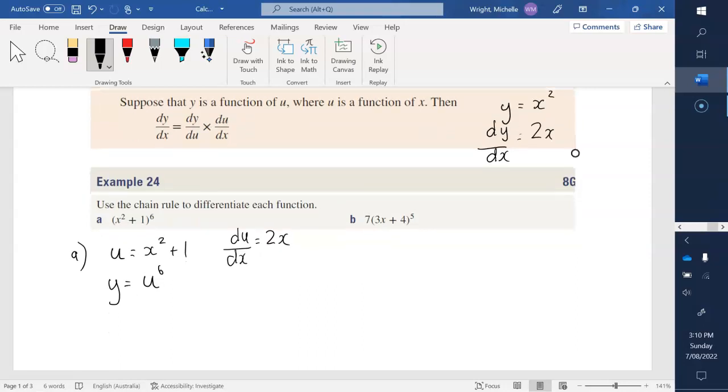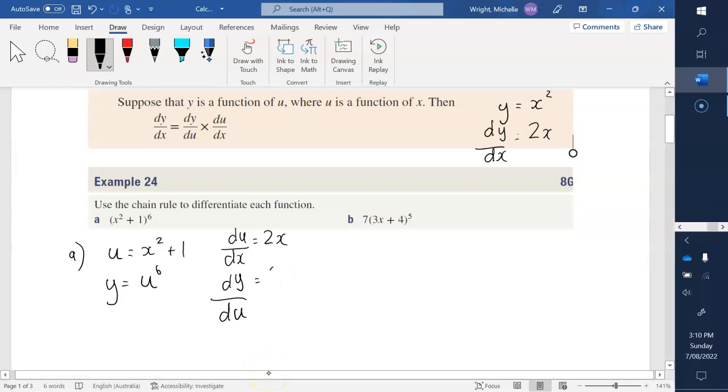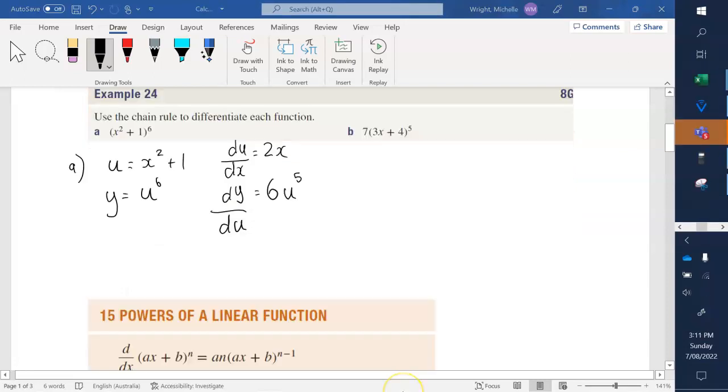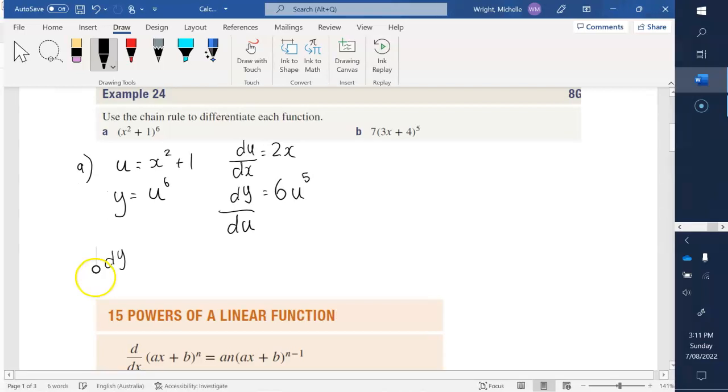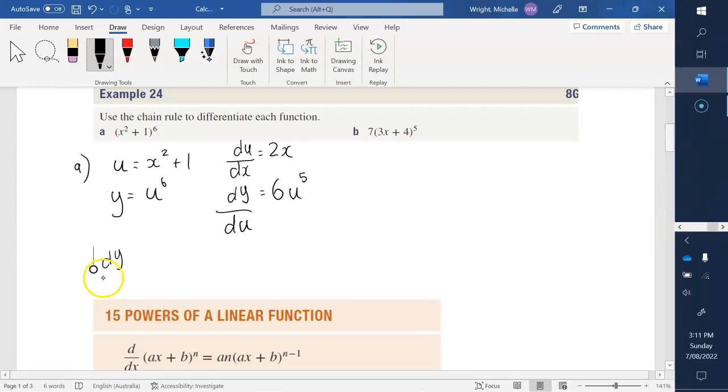Okay, so I've got a du dx part now, but have a look down here. I've got a y in terms of u, so I can actually also work out a dy du. So y on the left, u's on the bottom. I'm going to end up with a 6 down the front, u to the power of 5. So what I want to find out as my final answer, because I'm differentiating, I need a dy dx as my final answer.